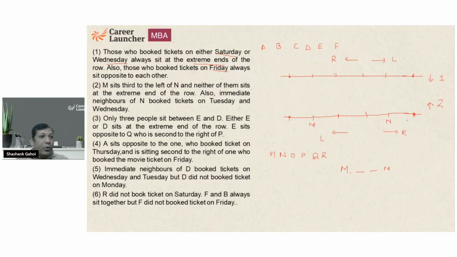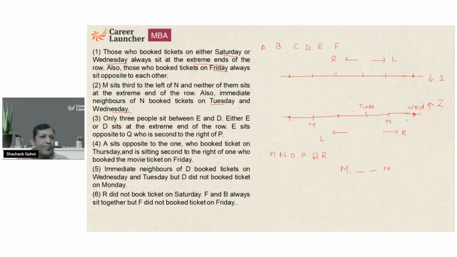Also, immediate neighbors of N book tickets on Tuesday and Wednesday. Now, Wednesday should be in the corner. So this is going to be Wednesday and this is going to be Tuesday. So we are set till this point.